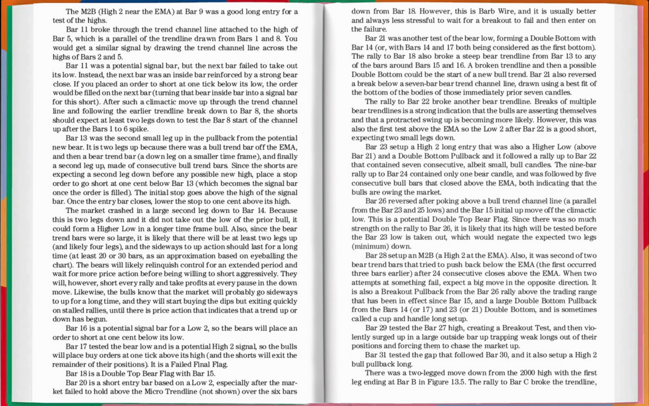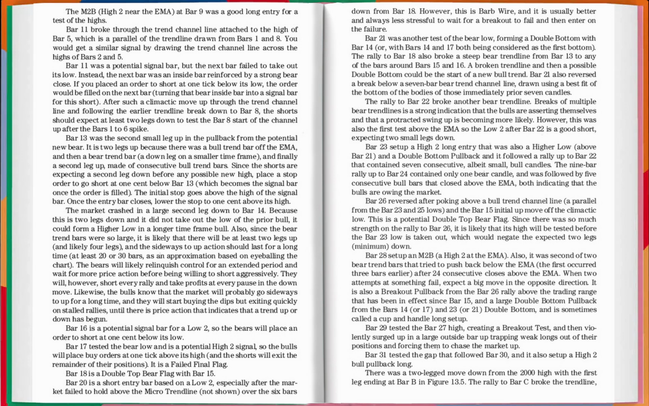Bar 23 setup, a high 2 long entry that was also a higher low above bar 21, and a double bottom pullback, and it followed a rally up to bar 22 that contained 7 consecutive, albeit small, bull candles. The 9-bar rally up to bar 24 contained only 1 bear candle, and was followed by 5 consecutive bull bars that closed above the EMA, both indicating that the bulls are owning the market.